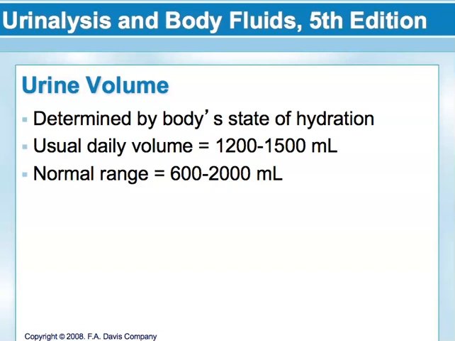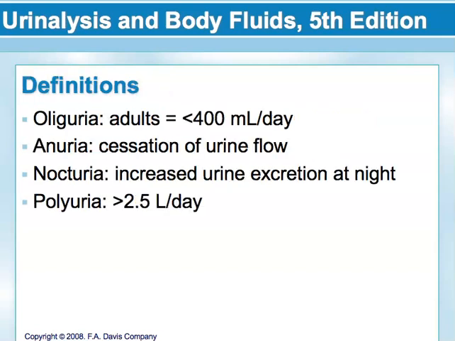The usual daily urine output is 1,200 to 1,500 milliliters. That is the normal daily output, but the normal range for output is considered anywhere from 600 to 2,000 milliliters per day.